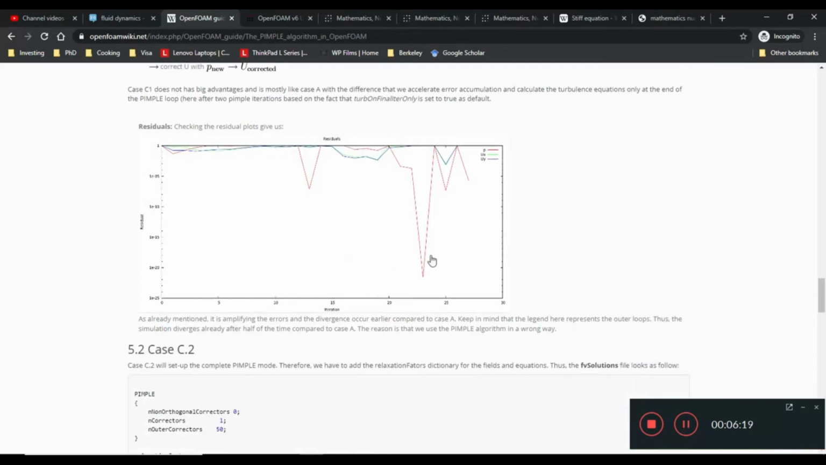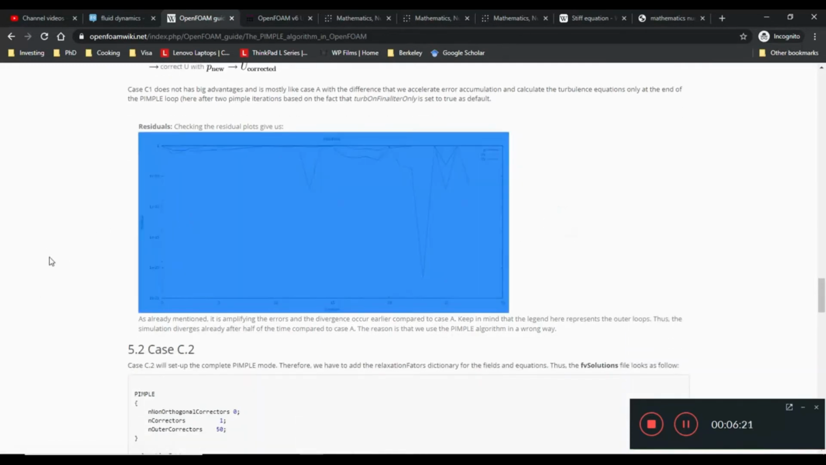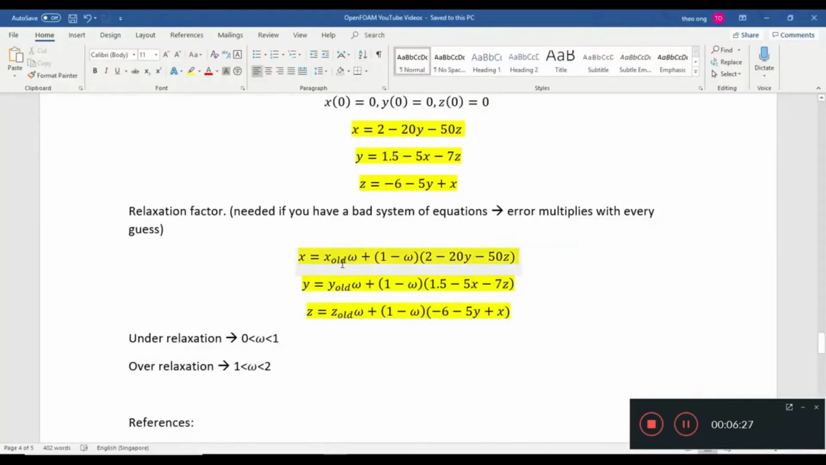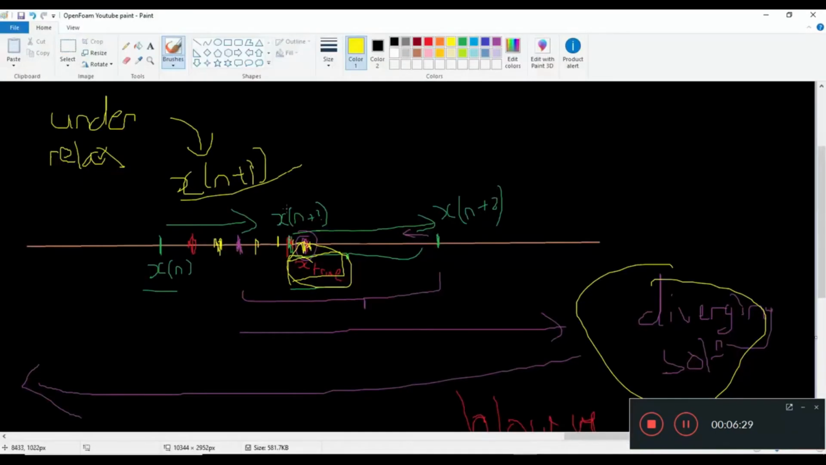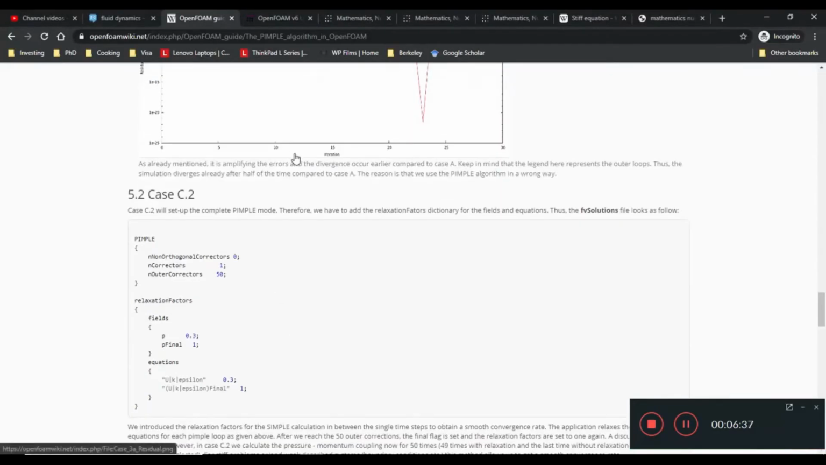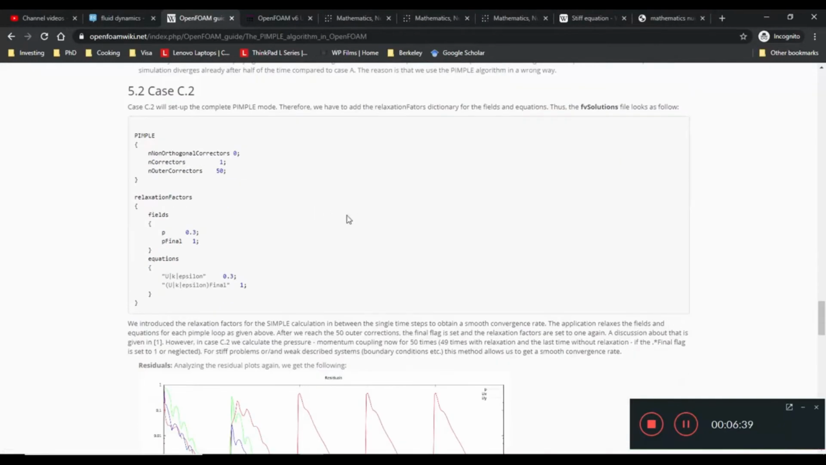However, if you have this stiff problem where the system of equations is making you move the guess forward by so much that you actually miss the true value of x, then you're going to run into problems. So the way to do it is to set relaxation factors, as you can see here.